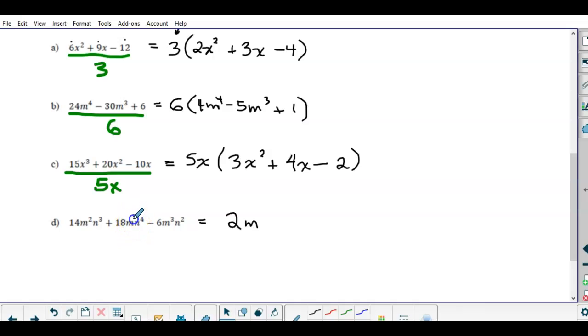So you want to basically look at the lowest exponent on m. Then the lowest exponent on n is n squared. So there's 2 here, 4 here, and 3 here. So for sure there's n squared in all of them. And then that's what you're going to divide everything by. That's your greatest common factor.